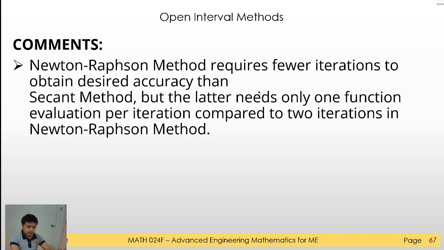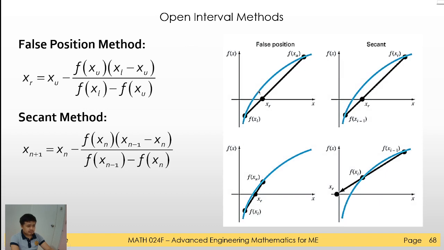Newton-Raphson method requires fewer iterations to obtain the standard accuracy, but the secant method needs only one function evaluation per iteration compared to two in the Newton-Raphson method. Comparing the secant method with the false position method, we can see that the iteration function is actually similar. We have the upper and lower for false position or regula falsi. For secant method, we have n, where n plus 1 is the present, the most recent previous is n, and the previous of that is n minus 1.